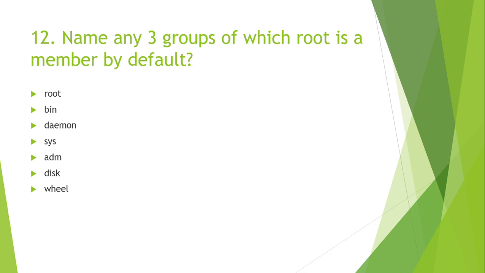Okay, now we have to list down a few of the groups of which the root user is a part. So we have several, we can list out any 3. So it is disk, adm, wheel, sys, bin.